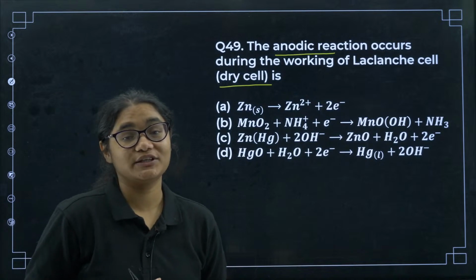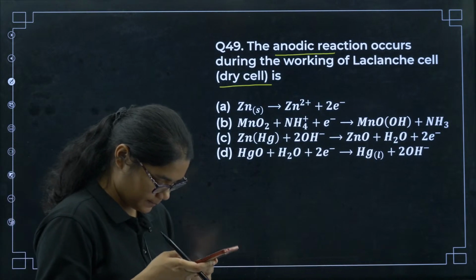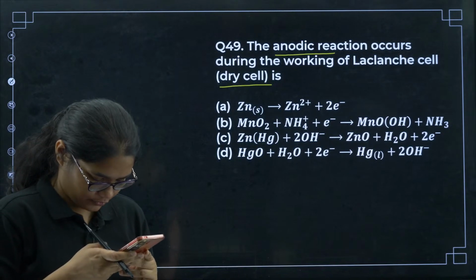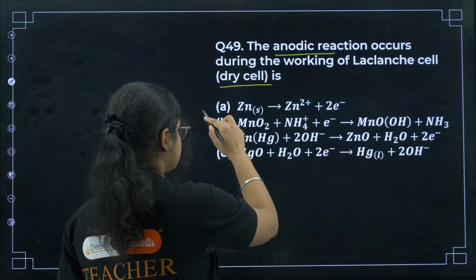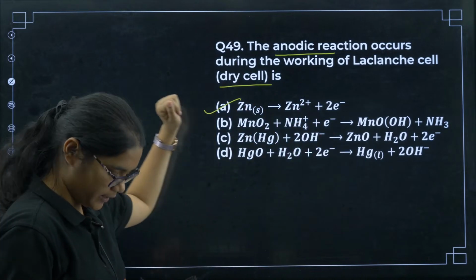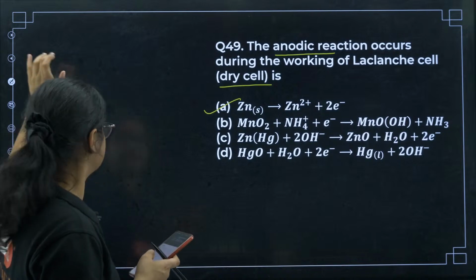Yes, students, which one will be the answer here? Very easy question. Dry cell, yes, Smiley, A is correct. Zinc is used as an electrode, so zinc will undergo oxidation. Okay, yes, A is the correct answer.